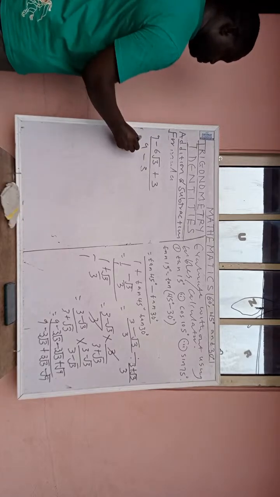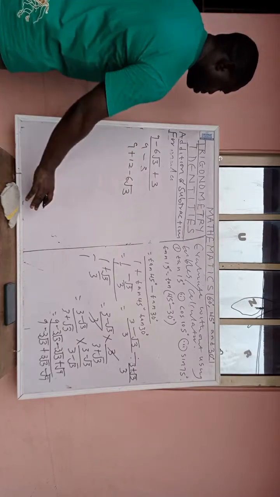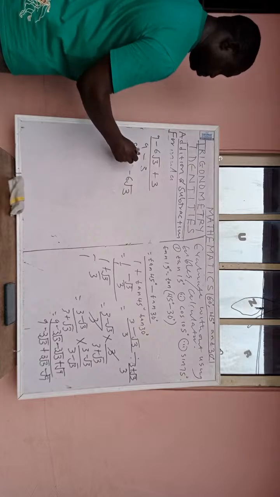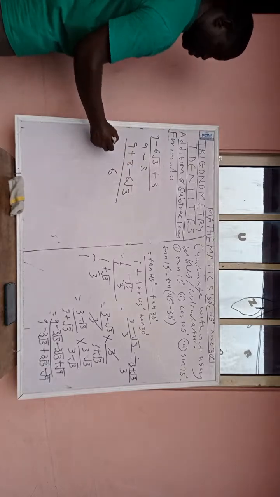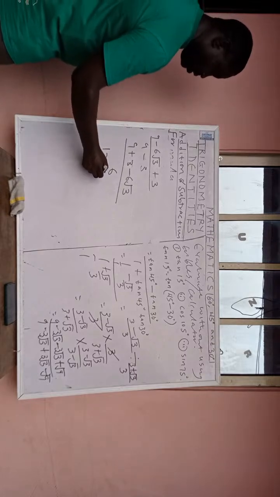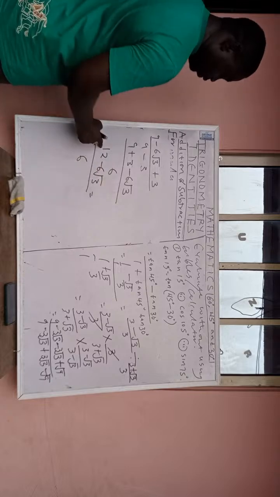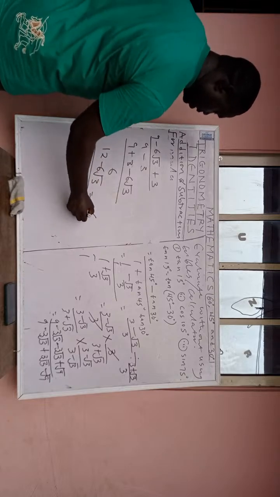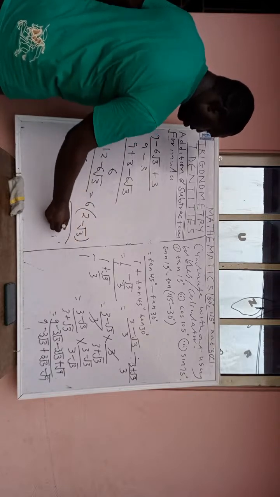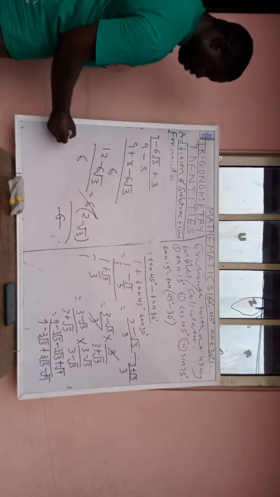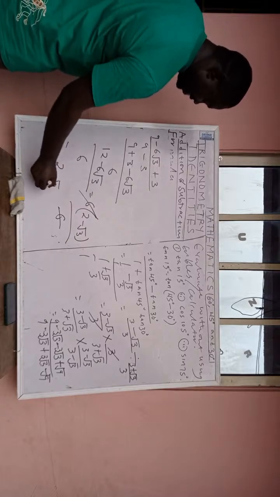So we collect like terms. This plus this, that's 12. That's 6 root 3 over 6. What do you do here? Factorize: 2 root 3 over 6. Cancel, cancel. Our final answer, 2 what? Root 3.